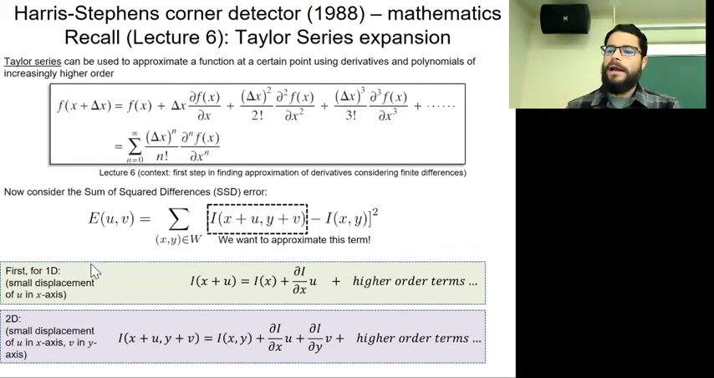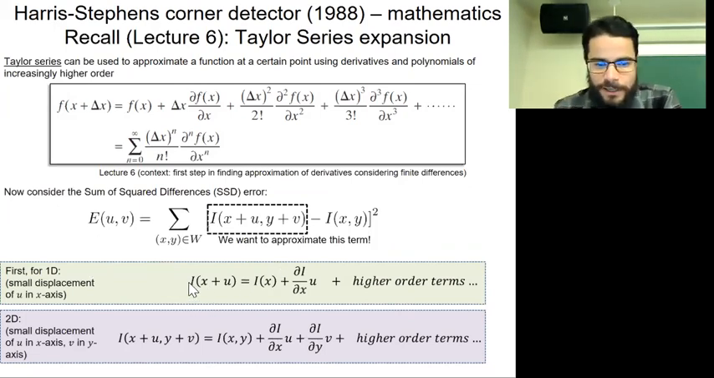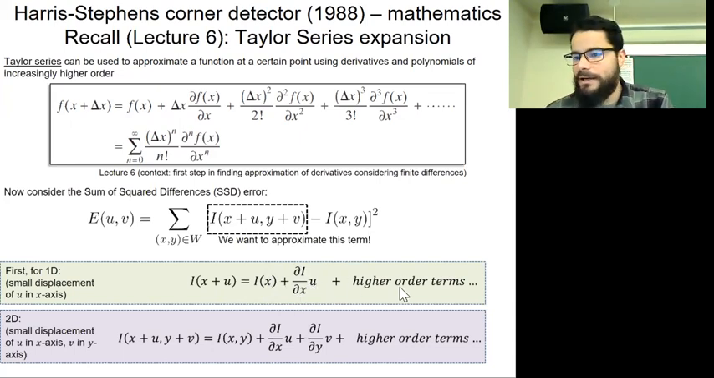We start again by looking at the 1D version of this approximation. So if we have a function, in this case, we are already working with a discrete function, so an image. So an image I of x plus a little bit of a displacement of u. This is going to be I(x) plus the derivative of the image with respect to x times this displacement here, u, okay? Plus higher order terms. As we know, if we add higher and higher order terms, the approximation is going to get better and better. But this is not necessary, just these two terms are more than enough.